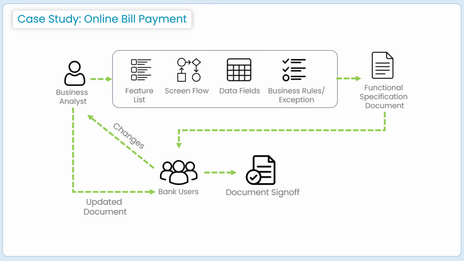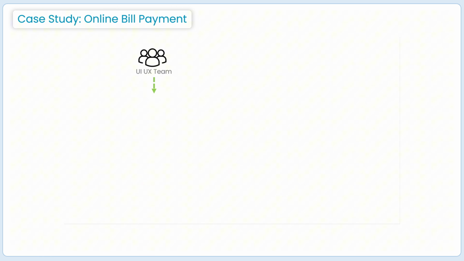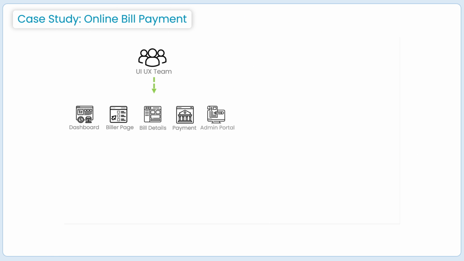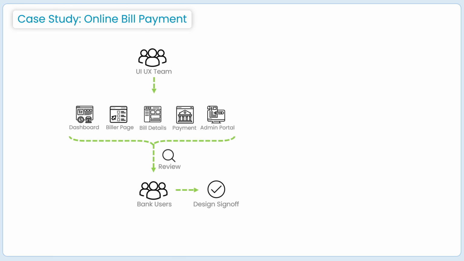Next, the design phase. In this phase, the UI team will create the required designs. This will include user dashboards, biller selection page, consumer data entry, payment pages, and admin portal pages. The design is reviewed, refined, and then signed off by the business and the IT users.